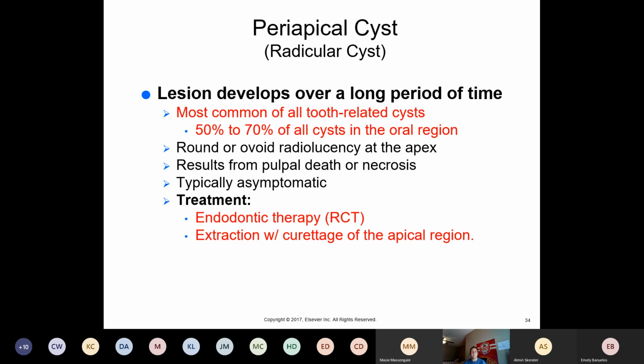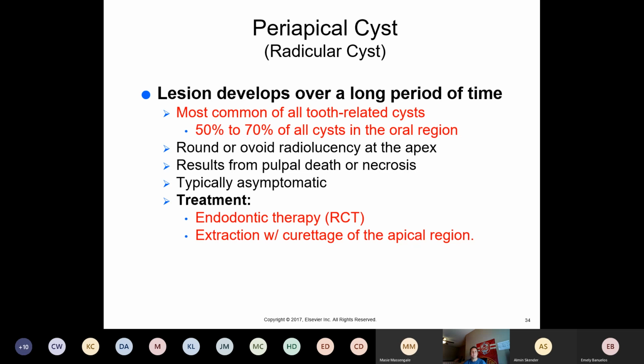The periapical cyst is also called a radicular cyst. Radicular means root. So the lesion will develop over a long period of time. This is the most common tooth-related cyst that we see. 50 to 70% of all the cysts in the oral regions are this periapical or radicular cyst. It's going to appear just like that image I just showed you of the granuloma.